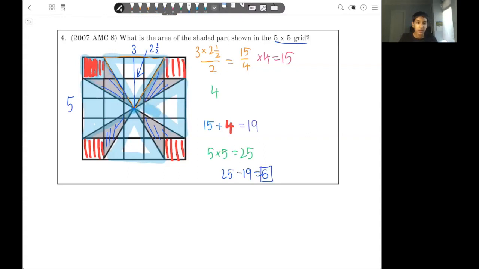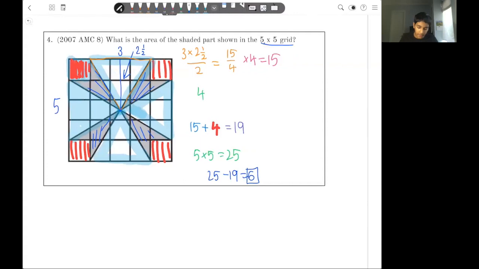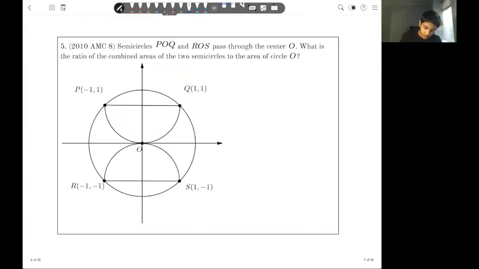Let's move on to number 5. So we're given that semicircles POQ and ROS pass through the center O. What is the ratio of the combined areas of the two semicircles to the area of O? So for this problem, we just say this is R. This will also be R. Then this will be R. Just say that's R2. We don't know what it is yet.